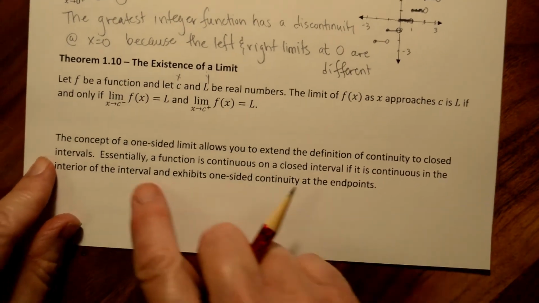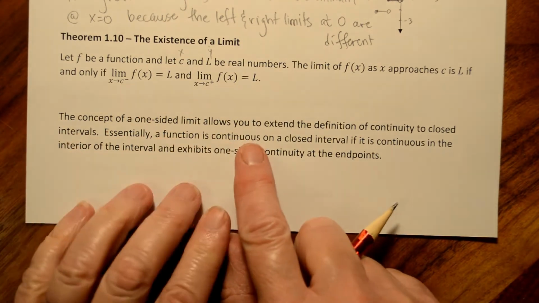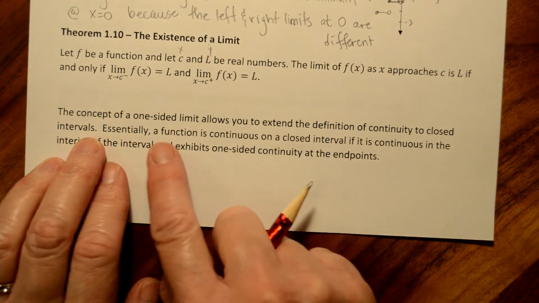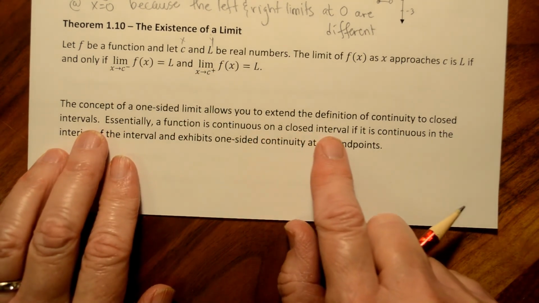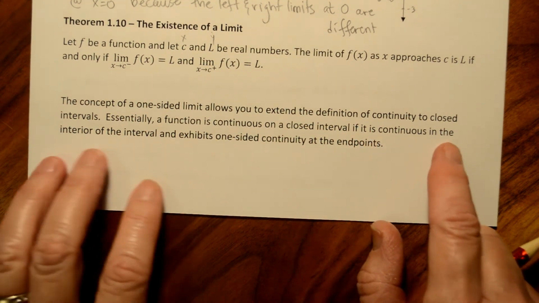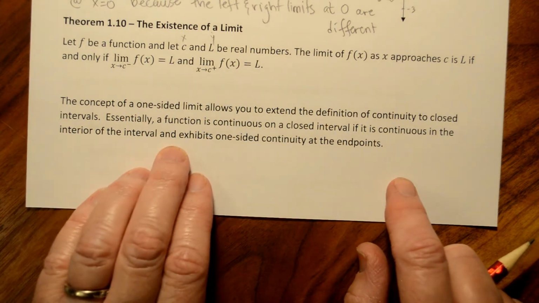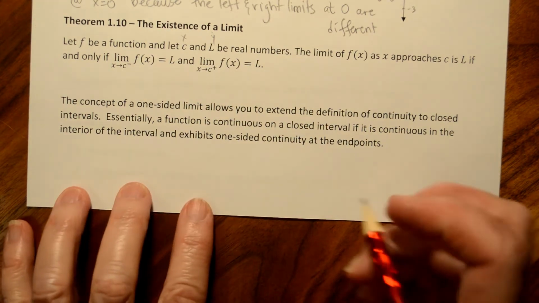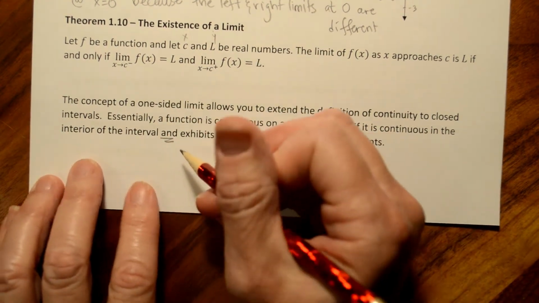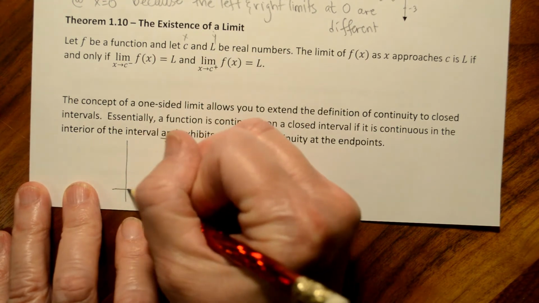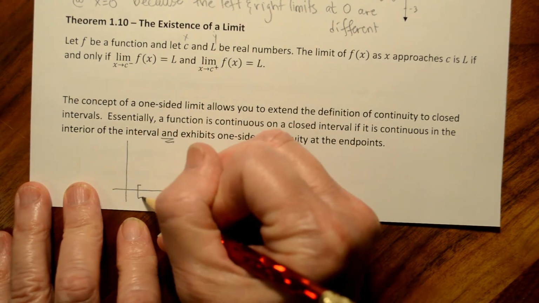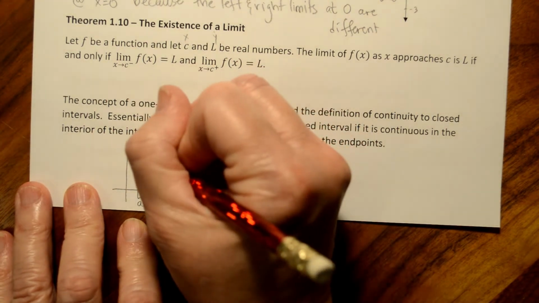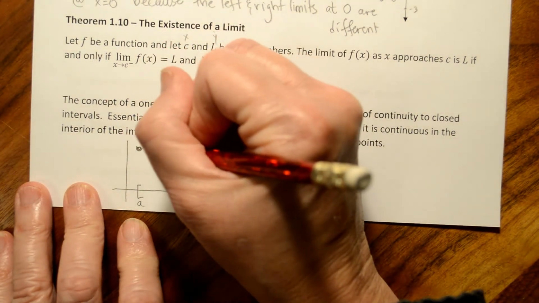Right? The concept of a one-sided limit allows you to extend the definition of continuity to a closed interval. Essentially, a function is continuous on a closed interval if it is continuous in the interior of the interval and exhibits one-sided continuity at the endpoints, right? So again, if I'm talking about a closed interval right here, so now we've got a and b right here, right? So now we're going to have solid dots here.